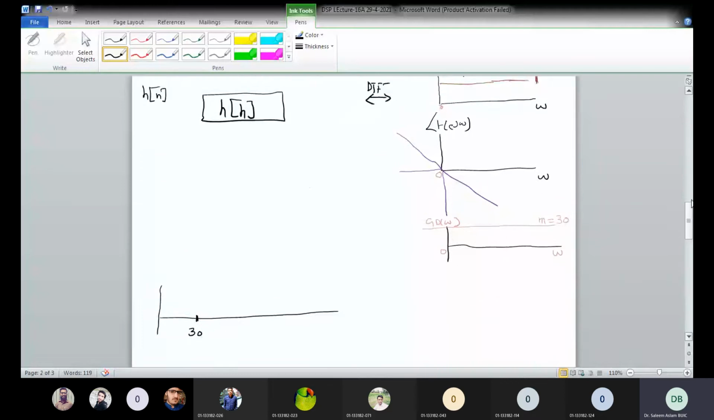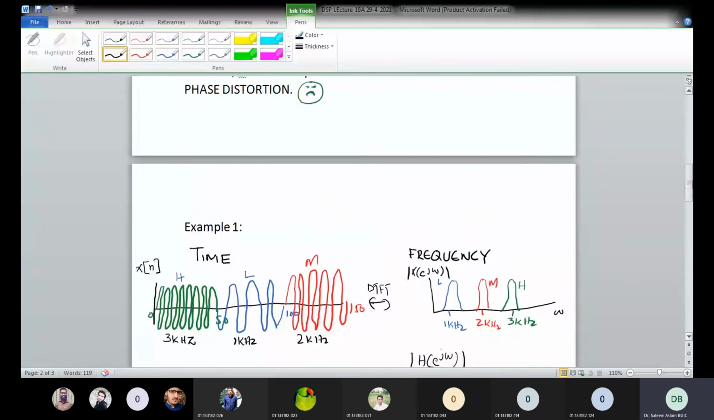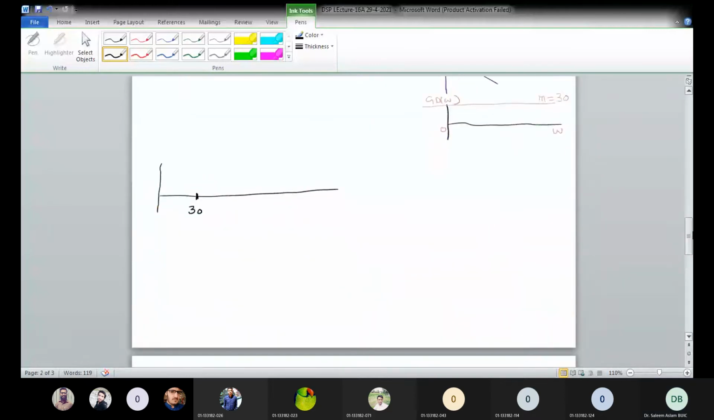So first we have a green, then blue, and then the red one. So green, it means that our output response will be like this. It's a high frequency. It's starting from 30, 30 plus 50. पहले ये 0 पे था, 0 to 50. अब इसमें आप 30 samples add कर देंगे तो it runs from 30 to 80.